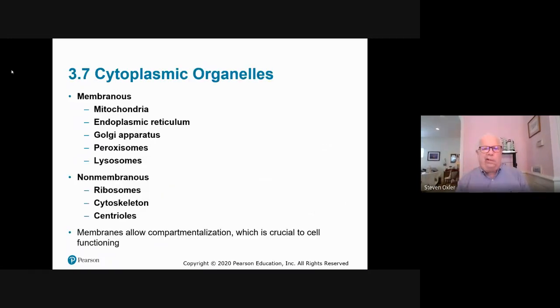Here are the organelles. The membranous organelles are mitochondria, endoplasmic reticulum, Golgi apparatus, and two big enzymes, peroxisomes and lysosomes. The non-membranous organelles are ribosomes, the cytoskeleton, and centrioles. So those are the organelles which we'll talk about in great detail.